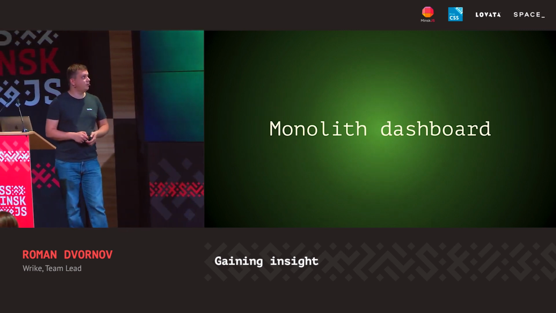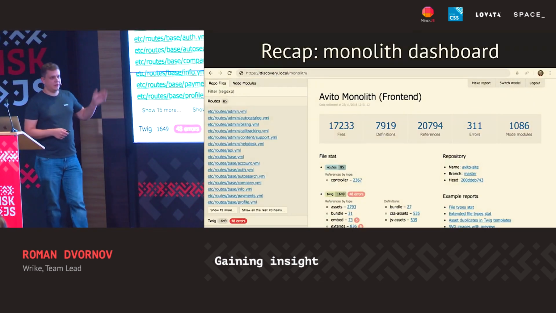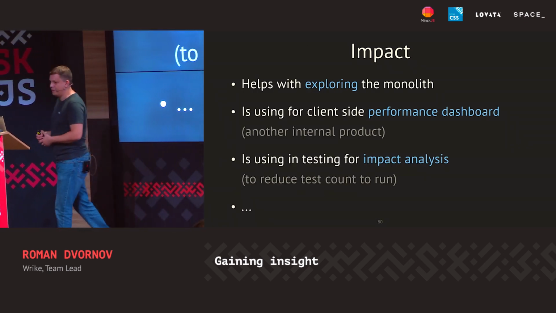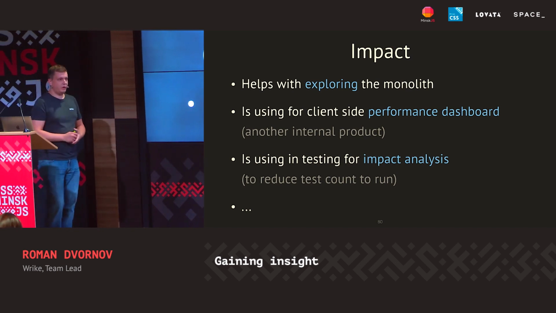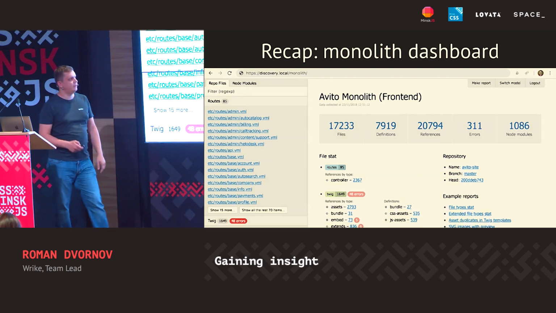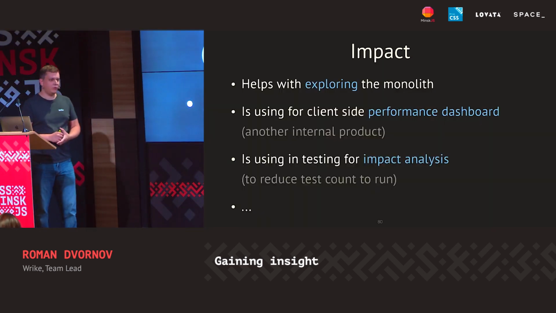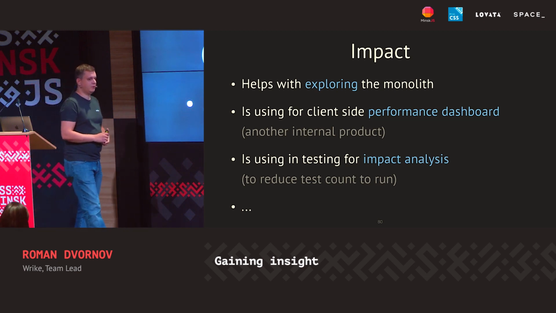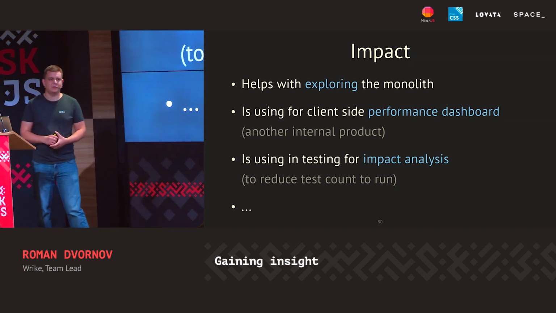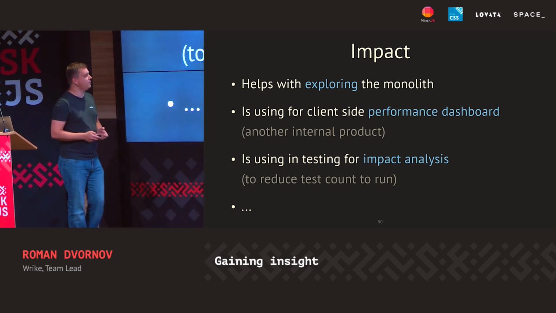And this section is about things already built on Discovery. I told you about the Monolith dashboard that we made at Avito. So it looks like this. It's just a recap. And what impact did this tool give us? It helps explore the monolith. It's a very huge code base, and you can see it's 17,000 files in this case. It's also used for other internal products, a performance dashboard, and for impact analysis to reduce the test count to run, because we need to spend little time on this.